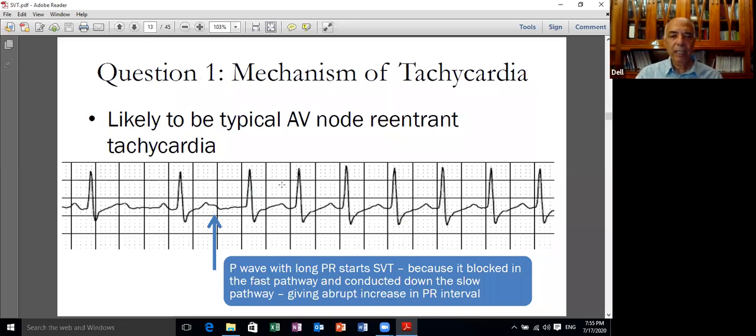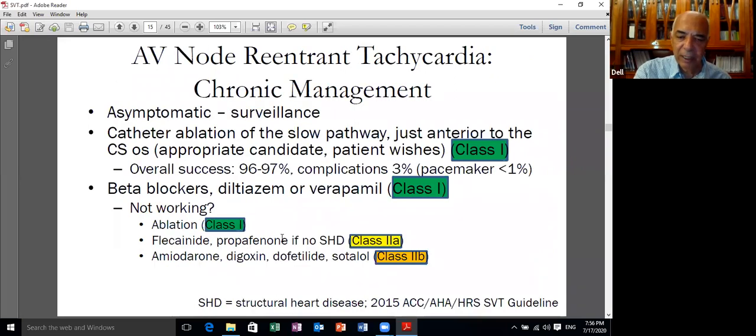So back to the original tracing, this is a sinus wave conducting through the fast pathway. This is a premature atrial wave conducting through the slow pathway, and then after getting into the ventricle, it activates the ventricle and goes back to the atrium. This is not an S wave. This is the embedded P wave with retrograde activation of the atrium. So this is an AV nodal reentry tachycardia, the so-called fast-slow conduction, or the typical AV nodal reentry tachycardia.